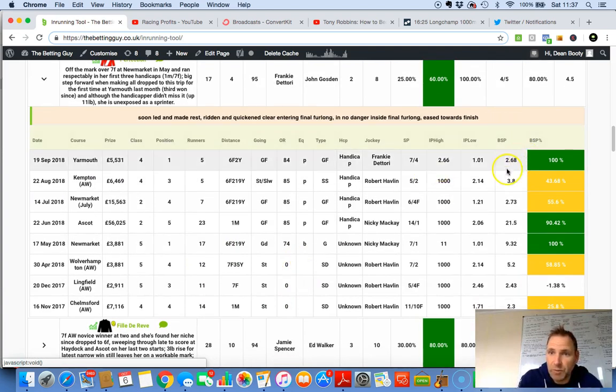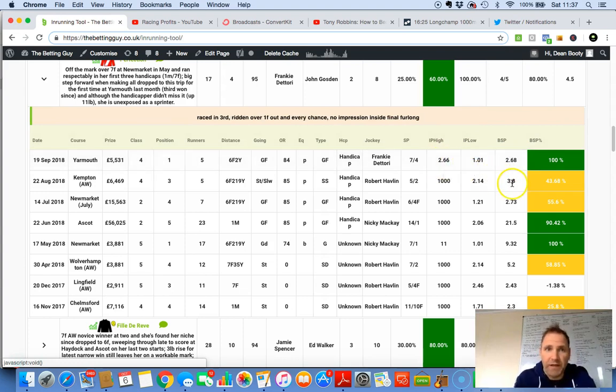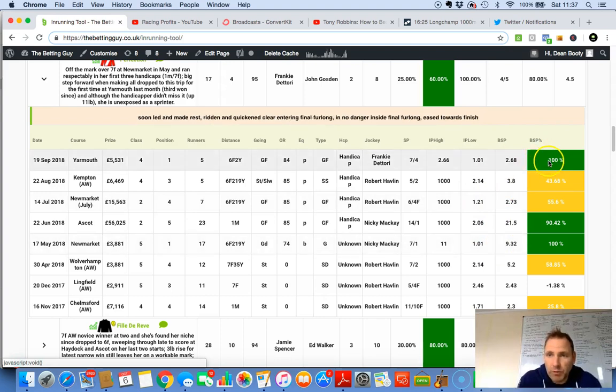And we can see here, look, 2.68, in-play low 2.1. It only went to a high of 2.66. That's a massive plus for me. 3.8. This isn't my in-play trade, by the way, for the day. Betfair SP 3.8, 2.14. So we can see all this information here, and we can see what percentage it dropped by. You see here, it dropped by 43% from 3.8 to 2.14.